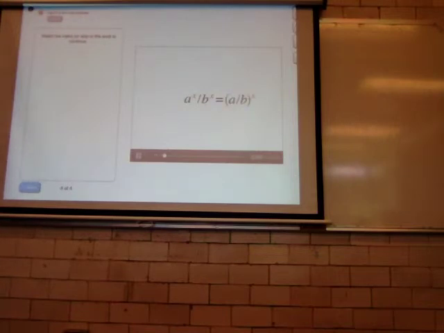Exactly. So here are the rules for multiplying exponents raised to the same power. A to the x times B to the x equals AB to the x, and A to the x over B to the x equals A over B, then raised to the x.